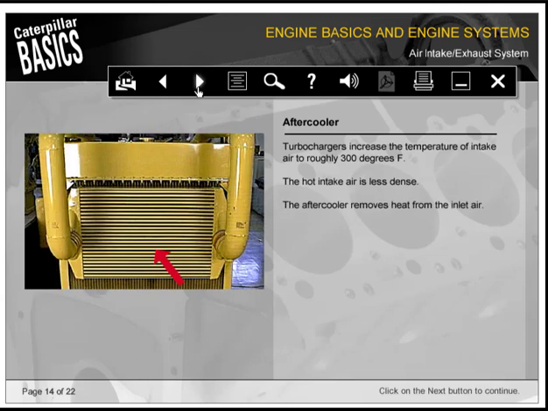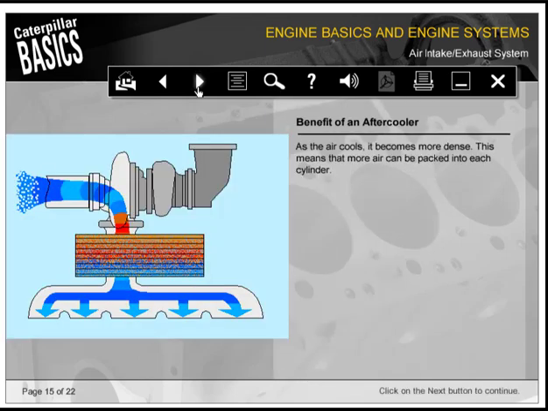Turbochargers increase the temperature of intake air to roughly 300 degrees Fahrenheit. The hot intake air is less dense. The aftercooler removes heat from the inlet air. As the air cools, it becomes more dense. This means that more air can be packed into each cylinder.